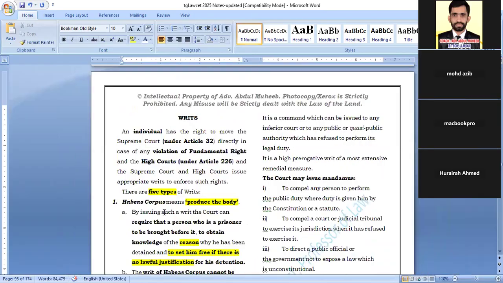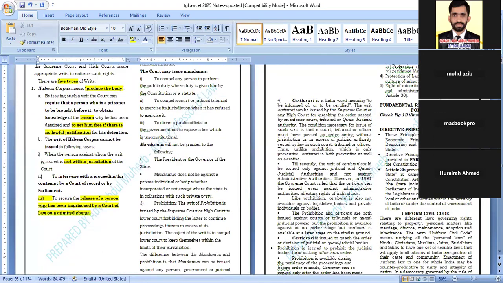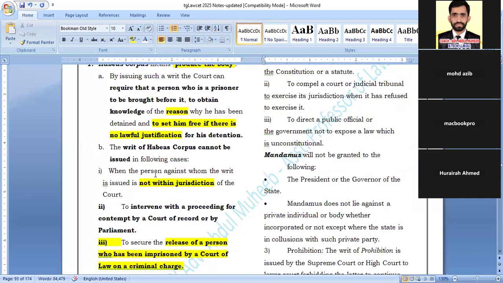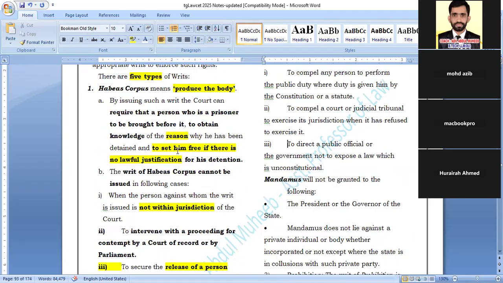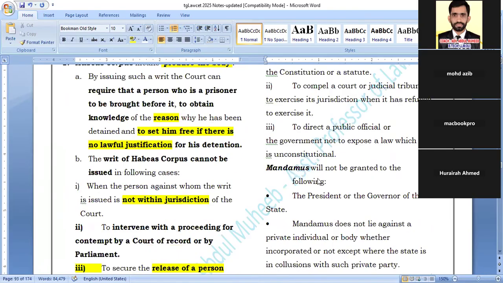What is habeas corpus? It means to produce the body. And what is the purpose? To require that a person who is a prisoner be brought before the court to obtain knowledge of the reason, and to set him free if there is no lawful justification. Okay.